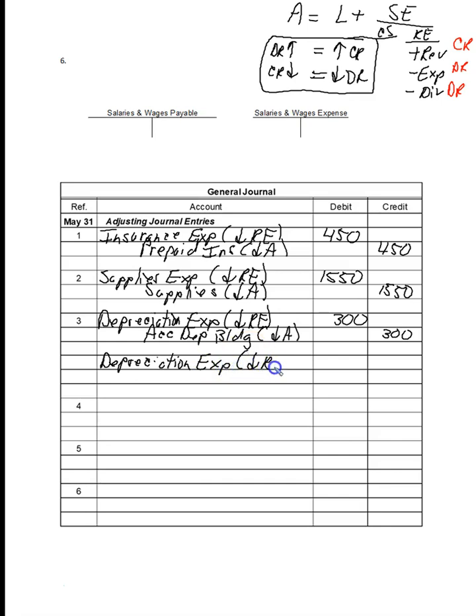Expenses cause retained earnings to go down. It's $250. And then our credit is to accumulated depreciation, but this time it's a different accumulated depreciation account. It's actually for the equipment. Accumulated depreciation equipment. So ACCDEP and then equipment. Okay, so we debit depreciation expense, credit accumulated depreciation equipment.